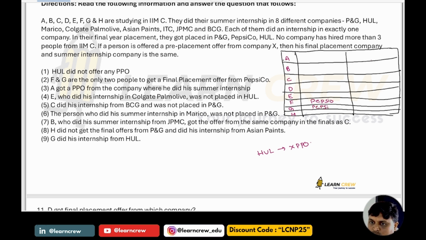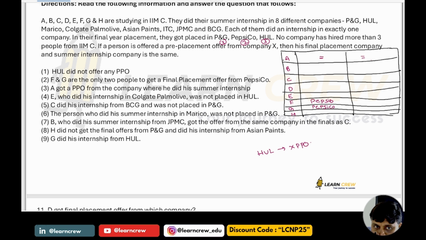There is no PepsiCo anywhere. Okay, so total 8 persons, 3 companies: P&G, PepsiCo, HUL. So for this all 2, for this 3. Okay. Next, A got a PPO from the company where he did internship. So these two are the same, equal.